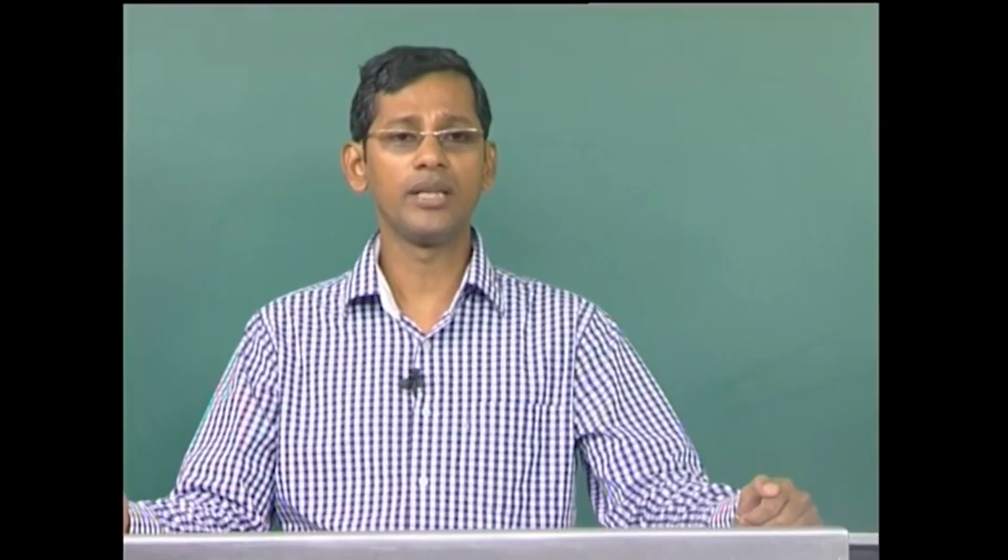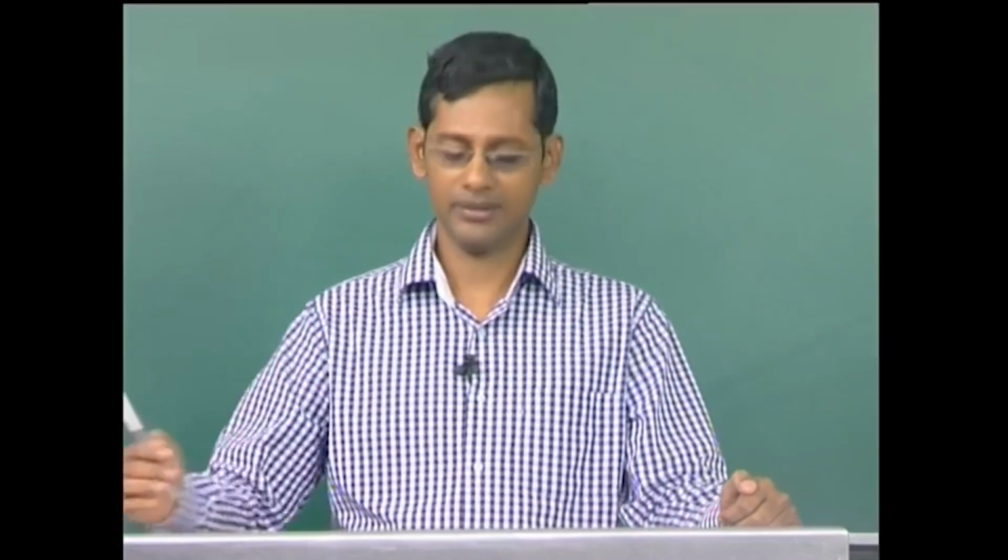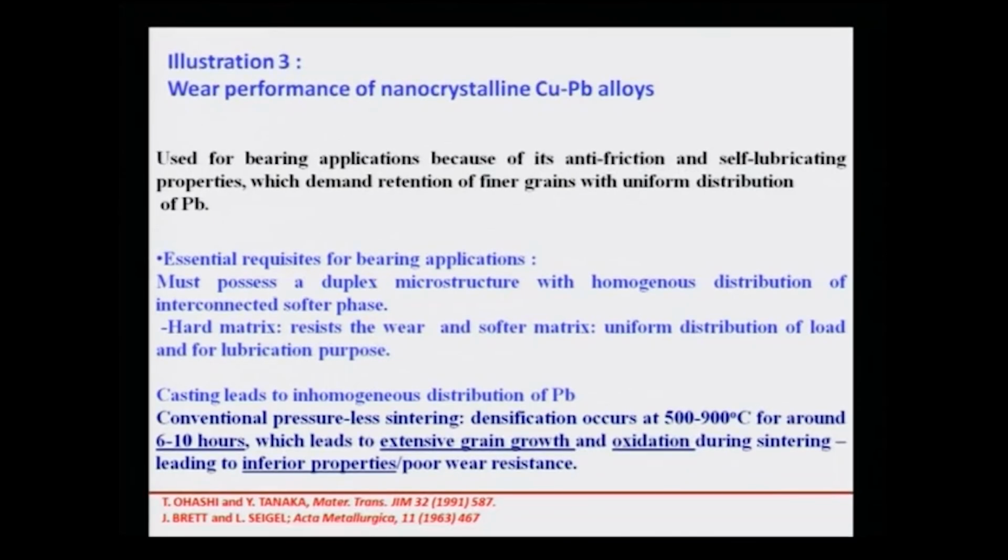The third illustration, or the last one in this lecture, is on wear performance of nanocrystalline copper lead alloys. We know that copper lead alloys are used extensively in bearing applications, and this has been done for a long time because of the anti-friction properties of lead, also the self lubricating properties of the lead within the copper. Copper and lead are immiscible in actual sense in solid and liquid state. So, therefore, they form a very nice distribution of the lead in the copper.